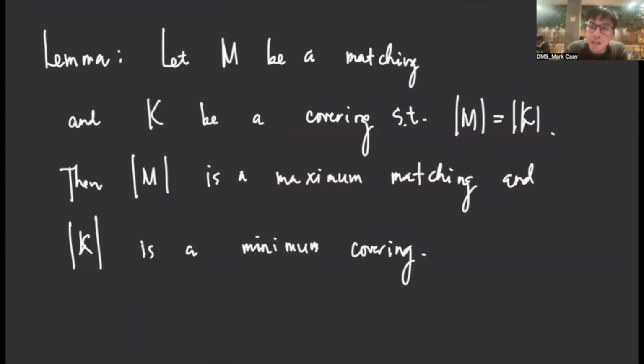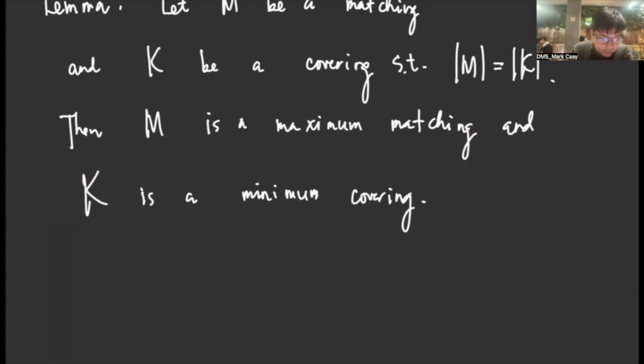So, by virtue of those illustrations, we would have this lemma that would claim that if you have an M matching and K covering, and the cardinality of these two sets are equal, then, this is not cardinality but just the M. The M there is the maximum matching and the K there is the minimum covering. So, let's prove that.